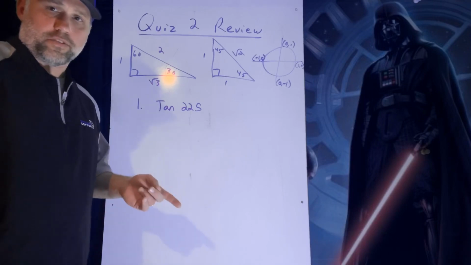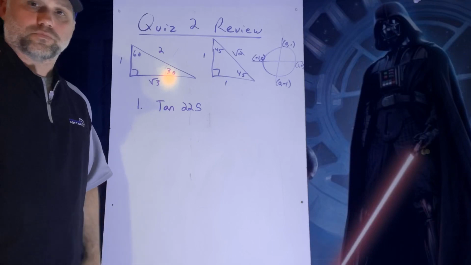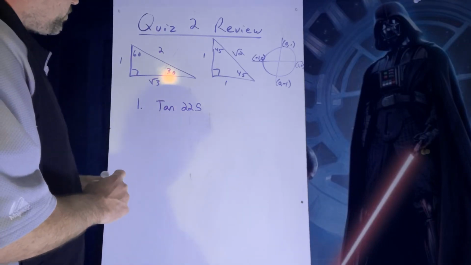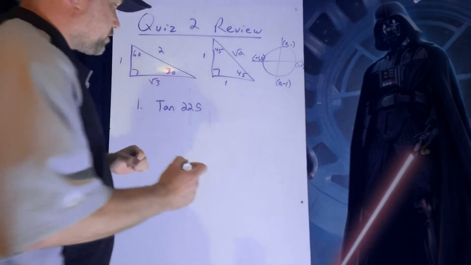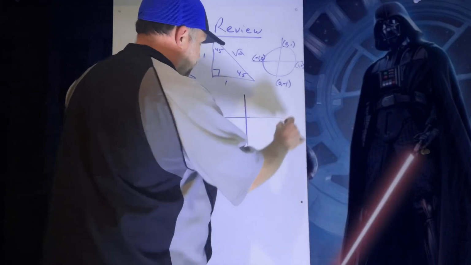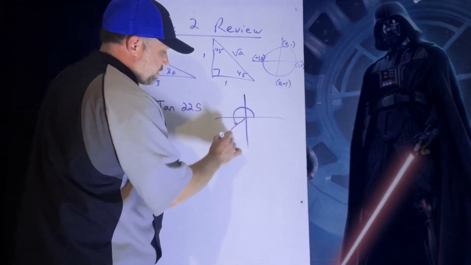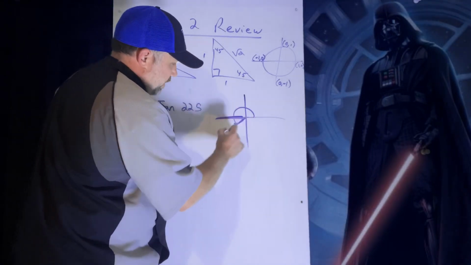So if you want to pause the video real quick, try that, and then come back and I'll show you the solution. All right, to find the tangent of 225, first thing you're going to need to do is find 225's reference angle, and that's going to get you started. So let's start with 225, sketch a picture of it. It sits about right there. And its reference angle is going to be this angle right here.